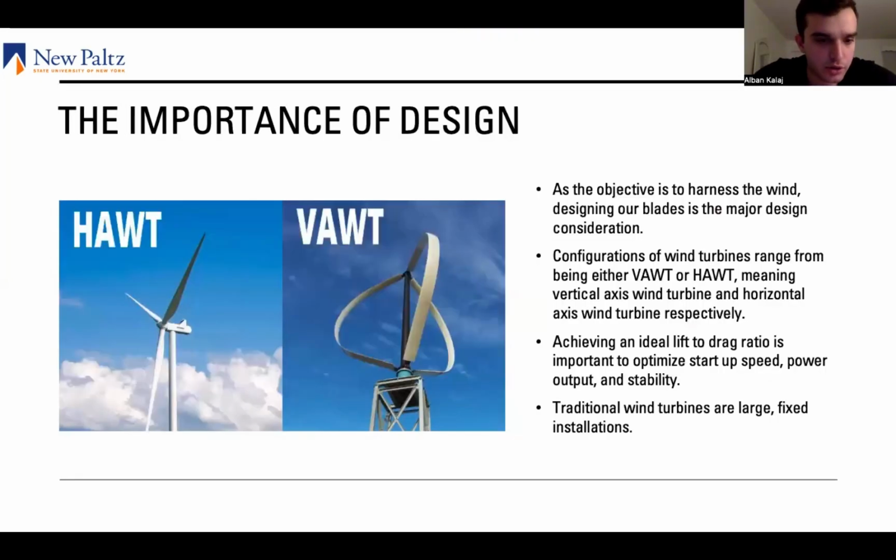Design was a critical part of our solution since we're harnessing wind energy. Selecting the right blade configuration was critical. We evaluated HAWT and VAWT systems, which stand for horizontal or vertical axis turbines, where horizontal is generally more efficient but requires alignment, while vertical axis types can operate in much more variable wind directions. We also focused on achieving a high lift to drag ratio to boost startup speeds and maximize our power output, especially important for portable small scale turbines like ours.